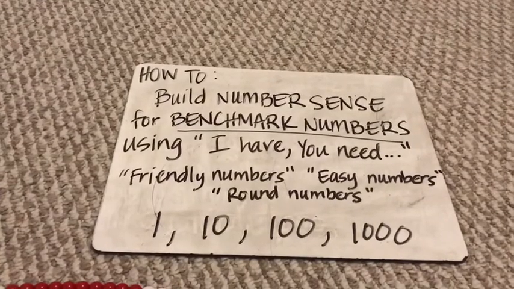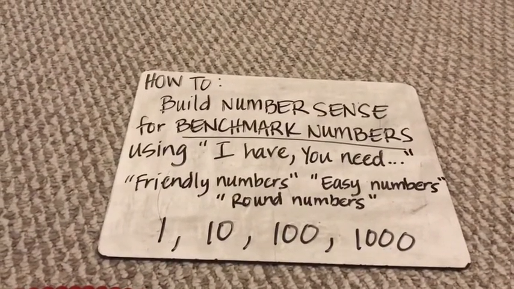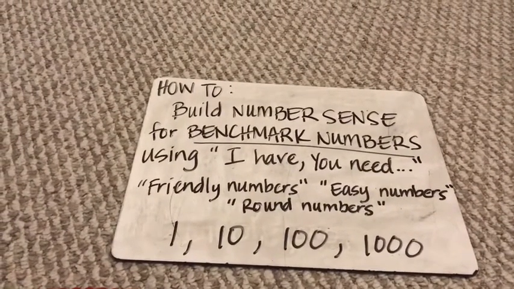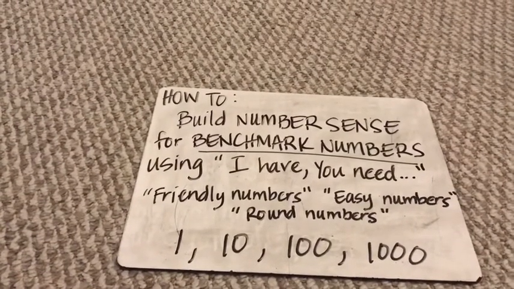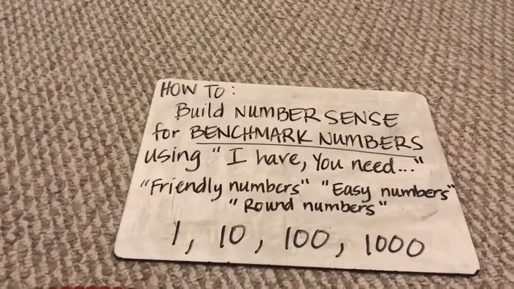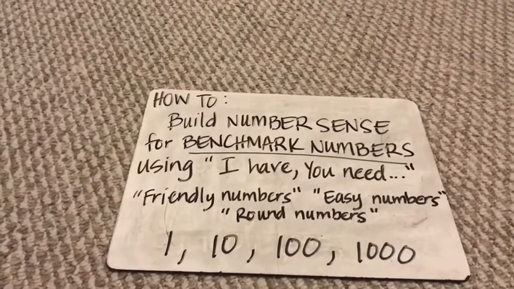When I'm talking about benchmark numbers, I'm talking about what sometimes have been called friendly numbers or easy numbers or round numbers. And the thing is, if we don't really understand what makes those numbers easy, or we don't have practice with those numbers, then numbers like 1, 10, 100, 1,000 won't be friendly to us. They won't be easy to us.